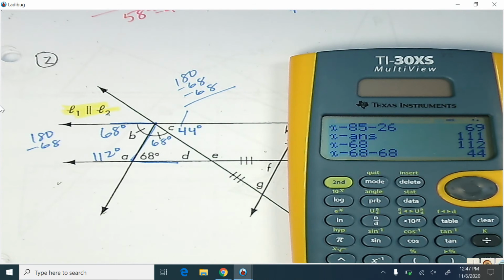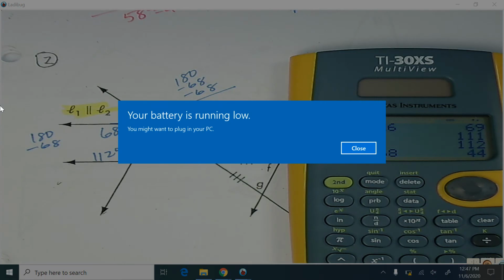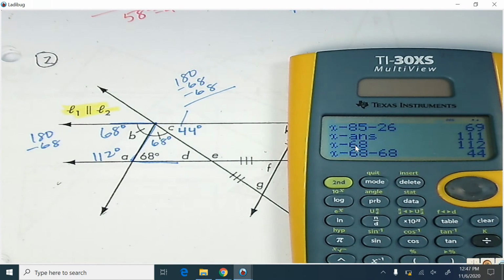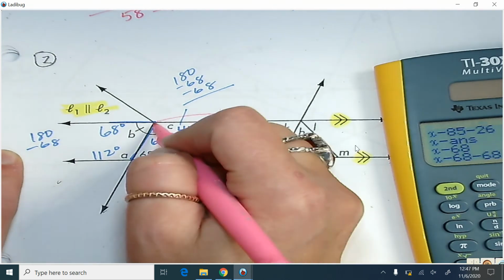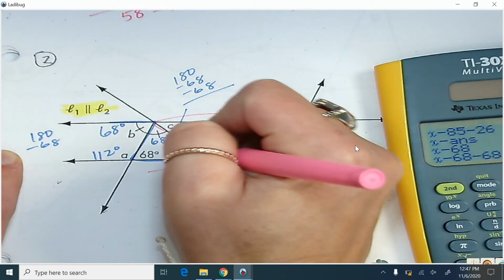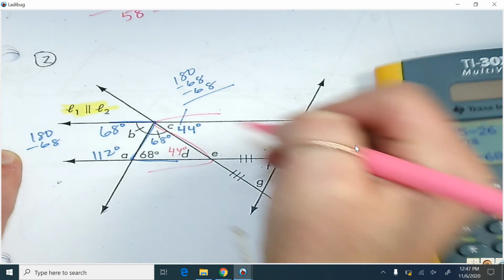All right, and hopefully you're finding angle A is 112 degrees, and angle C is 44 degrees. All right, then you have your alternate interior angles here. Again, so that means angle D is 44 degrees.